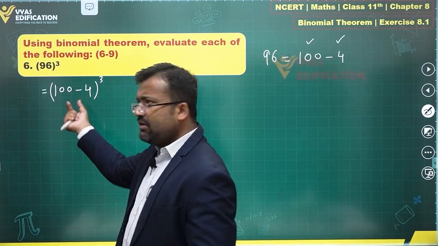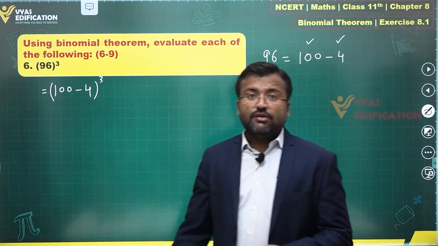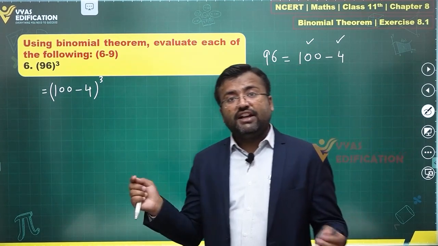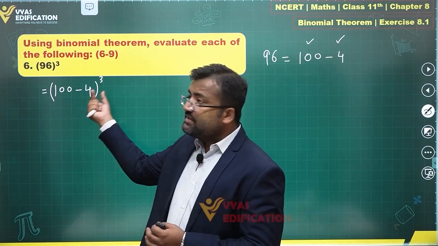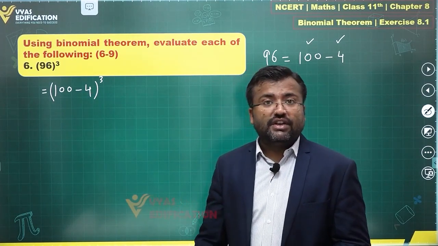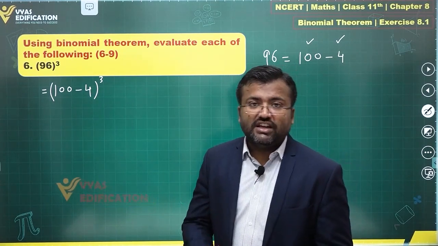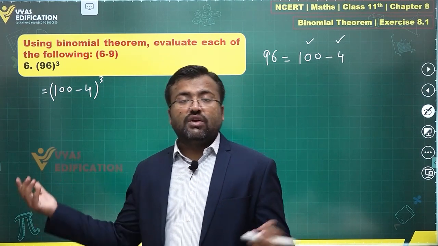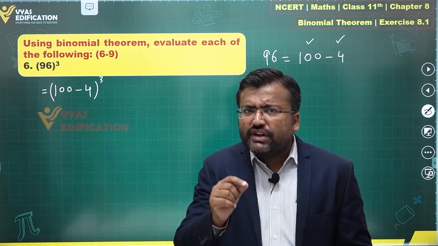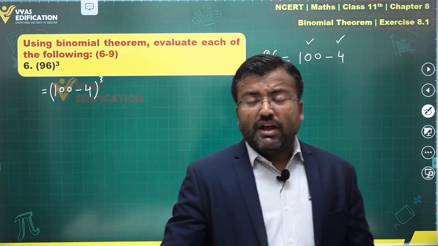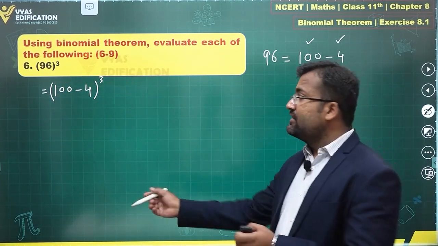And now this is a binomial, right? Power 3 will expand using binomial theorem, or obviously this is simply (a minus b) power 3. You already know the result of that: a cube minus 3a square b plus 3ab square minus b cube. That's something you can use directly. That is also derived from binomial theorem only. Binomial theorem is an extension of all of these things.